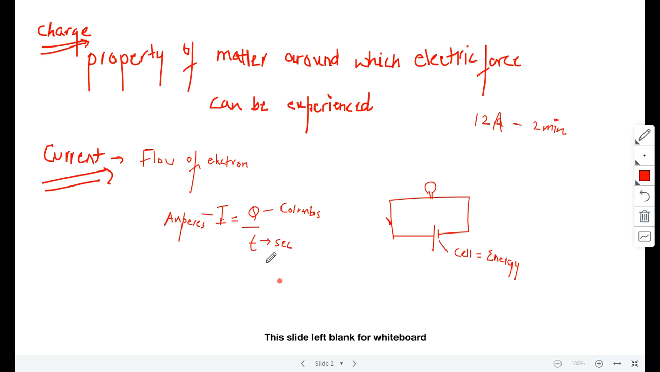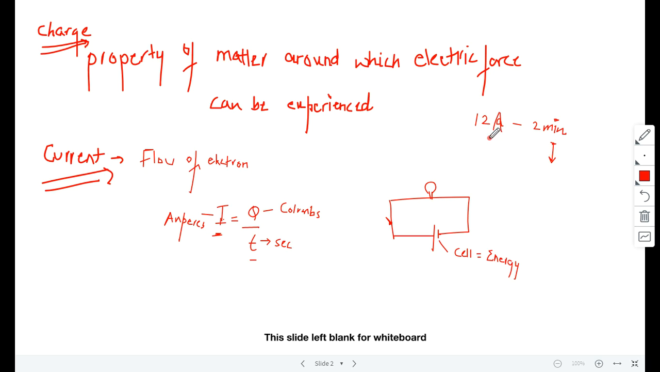You yourself told me that if the unit of current is amperes, the time should be in seconds. Here the time is given in minutes, so you can't just do 12 into 2 directly. You have to convert the minutes into seconds first. So 1 minute equals 60 seconds, so 2 minutes equals 2 into 60, 120 seconds. Then 120 multiplied by 12 will give you the charge. This is clear?